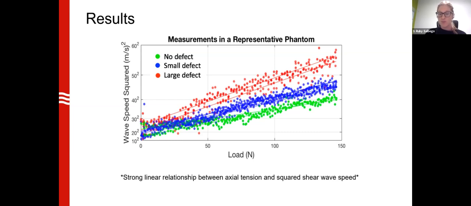However, this is data from one representative phantom looking at wave speed squared measurements on the intact side across ramp loading. As you can see, there were strong linear relationships between axial tension and shear wave speed squared across all defect sizes. And in addition, as the defect size increased, the slope of the lines increased by 106%, indicating larger wave speed measurements for phantoms with larger defects.